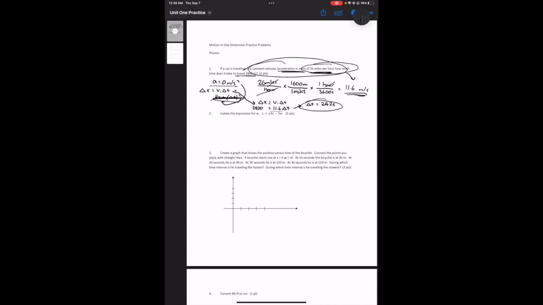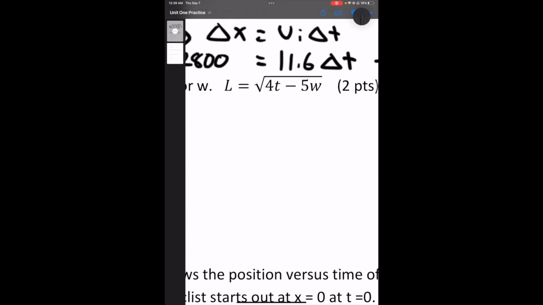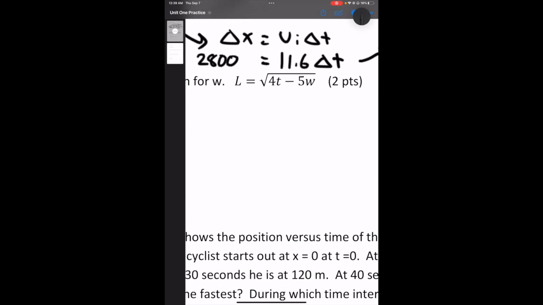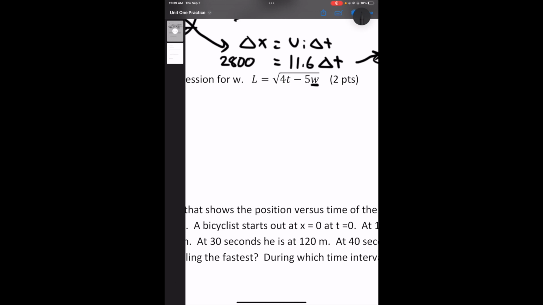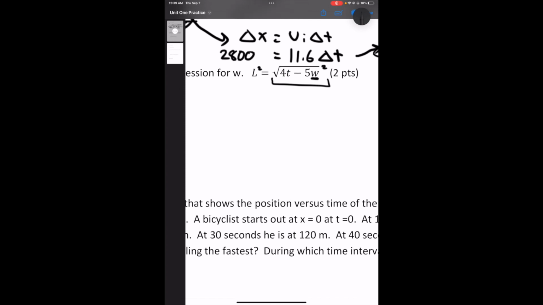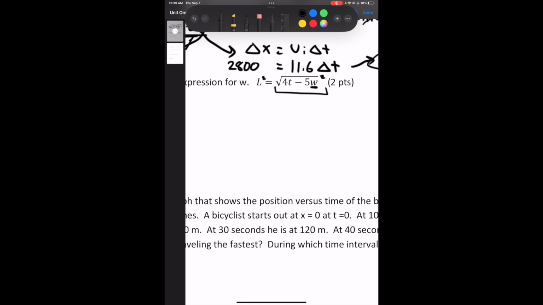All right, question number 2. Isolate the expression for W. So go ahead and zoom in here. We're going to be isolating the expression for W. Looking at the term as a whole, there's a big square root over it. So immediately what we're going to do is square both sides. Sorry about the large pencil font here.